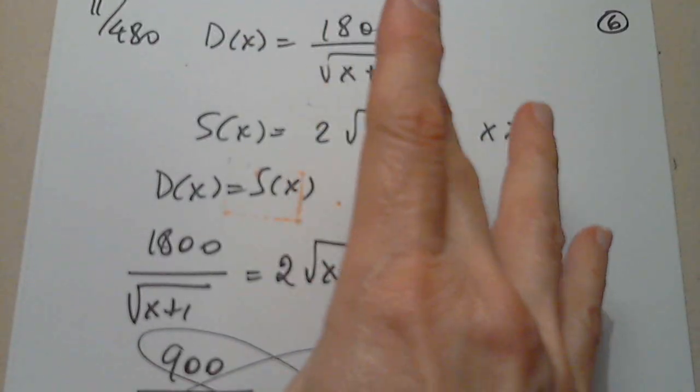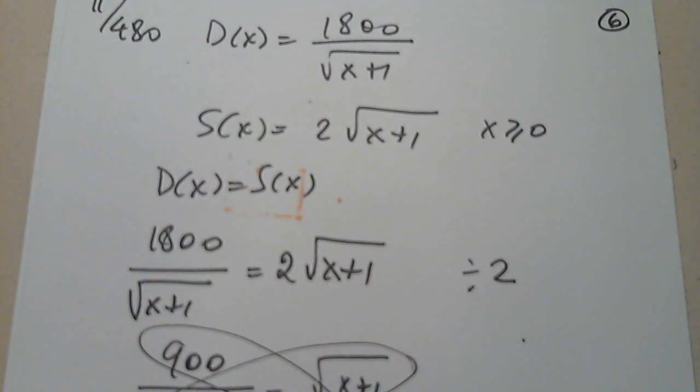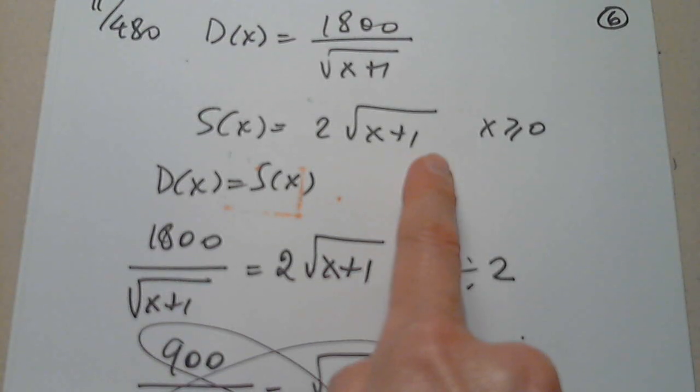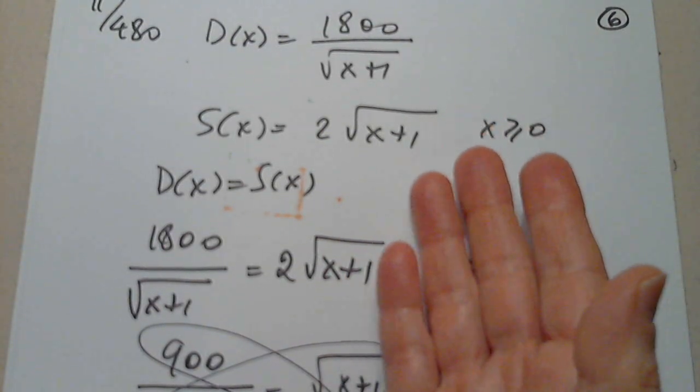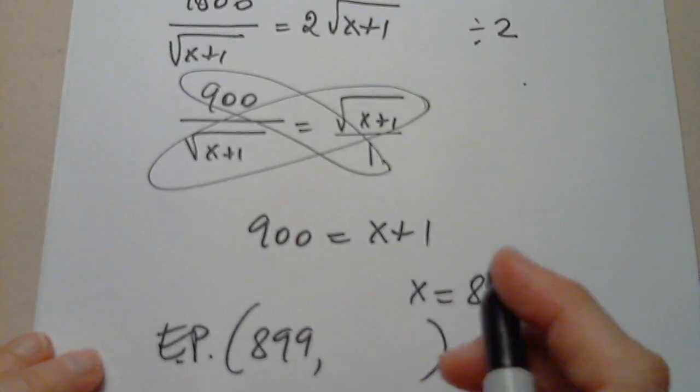Go back to any of the functions. They are equal at this point. So 899 plus 1 is 900. The square root of 900 is 30. 30 times 2 is 60.